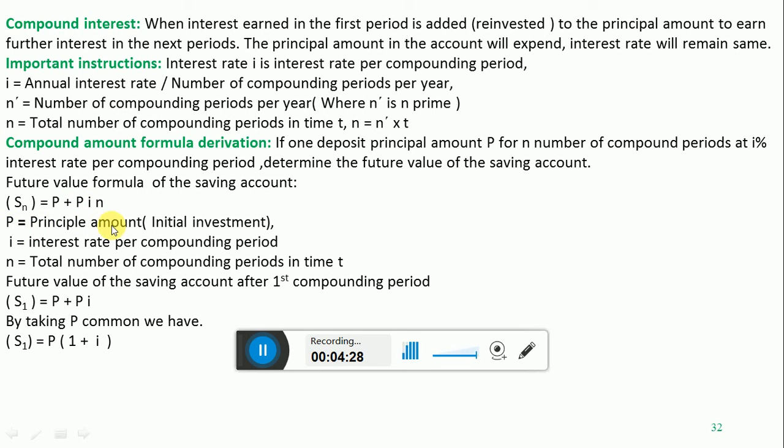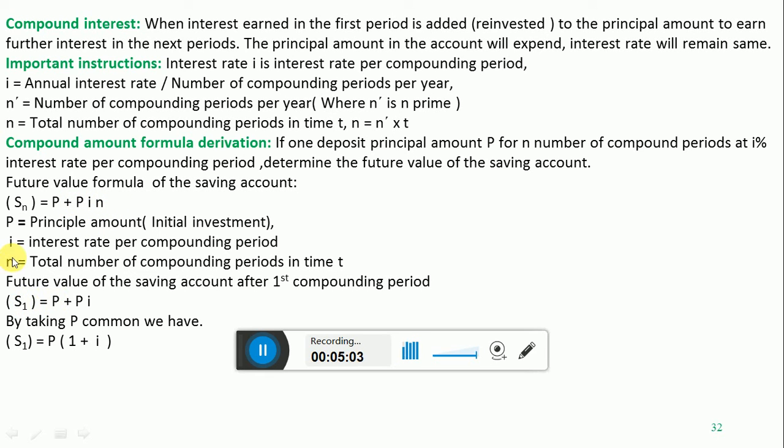P is the principal amount, the initial investment, I is the interest rate per compounding period, and N is the total number of compounding periods in time T. Now we are developing the compound amount formula, starting one by one, to compute the future value of the saving account for every period when one invests principal amount P for n compounding periods at I interest rate per compounding period. So this is the formula, Sn is equal to P plus Pin.